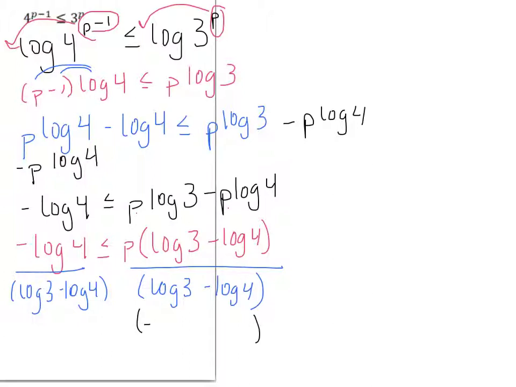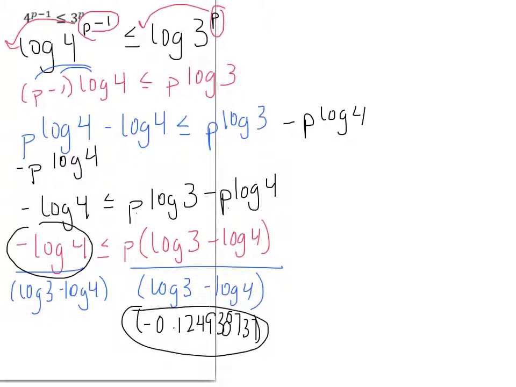And this ends up being negative 0.124938737. And you really want to keep as many decimal places as possible when you do this. So then really you're going to take negative log of 4 and divide it by this value. When you do that, you end up getting a positive 4.8188. Now we are dividing by a negative, so the sign switches. So that means our p is less than or equal to 4.8188.